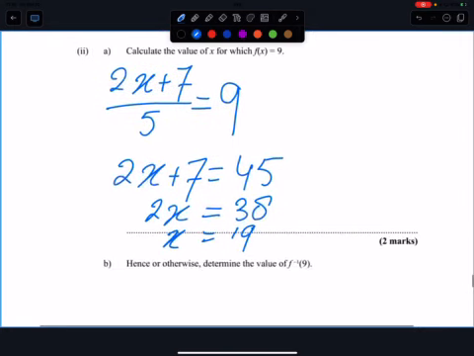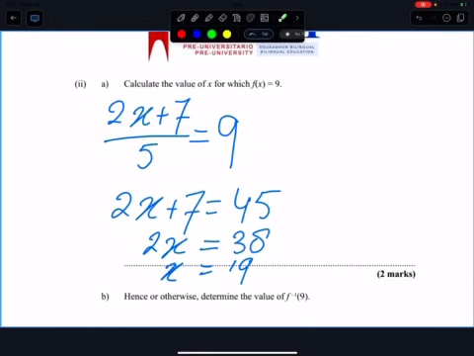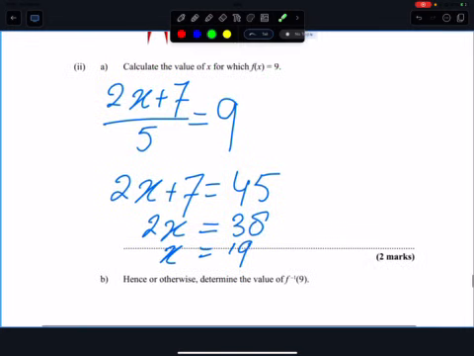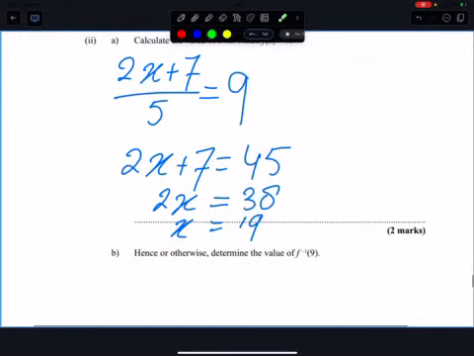What do you mean, why is the x 19? No. Calculate the value of x. Calculate the value of x when y is 9. So you have to find x. Hence, otherwise determine the inverse 9.